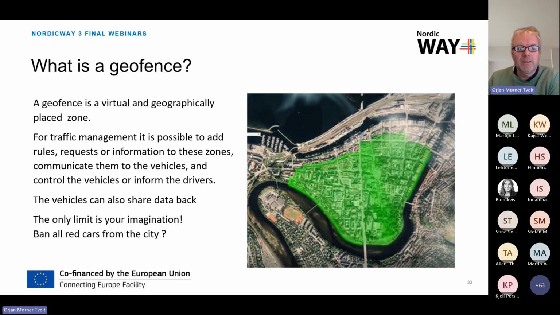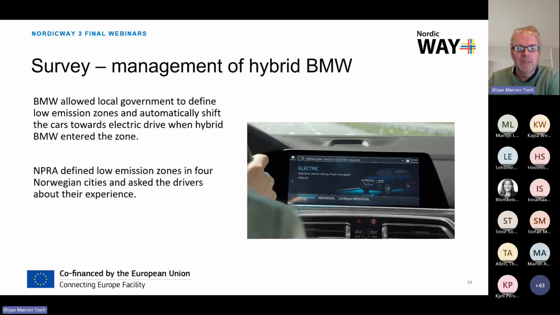We can say that only your imagination is the limit. So you can, for example, ban all red cars from the city. That's more of a theoretical view, but I think this is something you can look into.